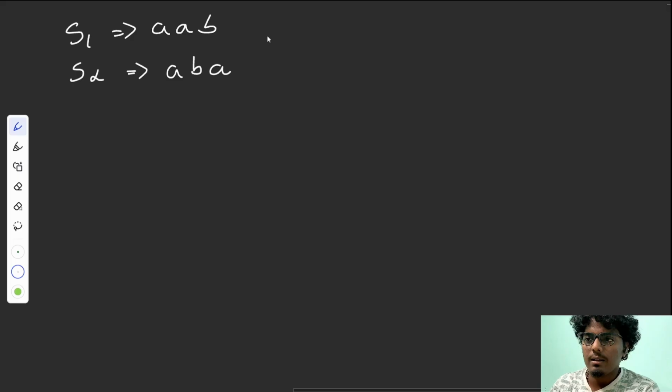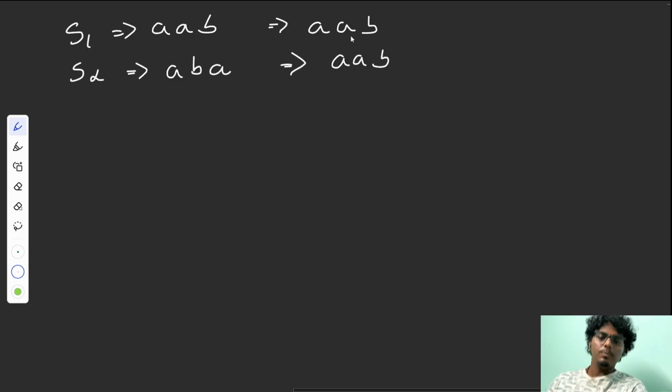What will happen then? If you sort string S1, it will be AAB. If I sort string S2, it will be AAB, right? So after sorting, both the strings are equal, they are identical. So we can say string S1 is a permutation of string S2. We can just return true for this, right?